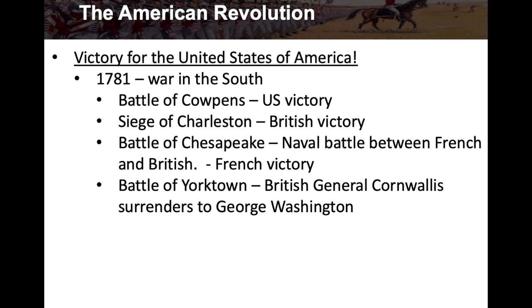And then finally, the Battle of Yorktown is where the British basically lost the war. British General Cornwallis surrendered to George Washington at Yorktown, and even though the war would continue on for just a little bit longer, the Battle of Yorktown is recognized as the battle that the British lost and the United States won, which established the United States, ending the Revolutionary War.